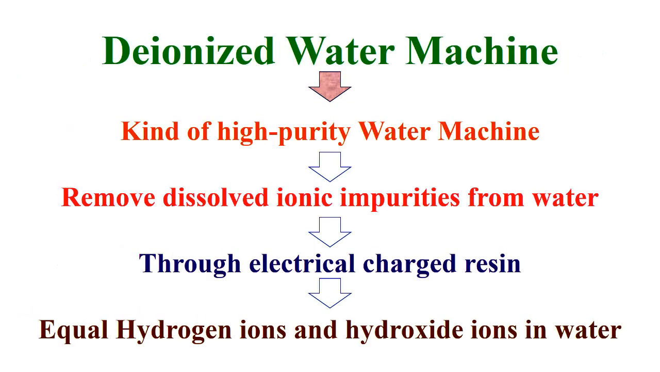On the other side, the deionized water machine is a kind of high-purity water machine that removes dissolved ionic impurities from water through electrically charged resin, to produce equal hydrogen ions and hydroxide ions in water.